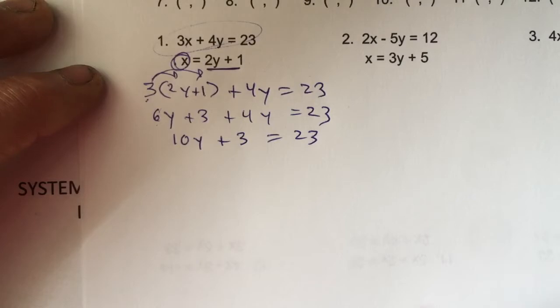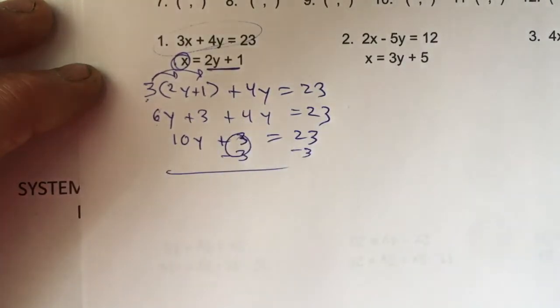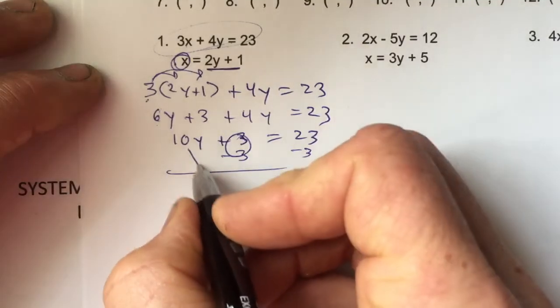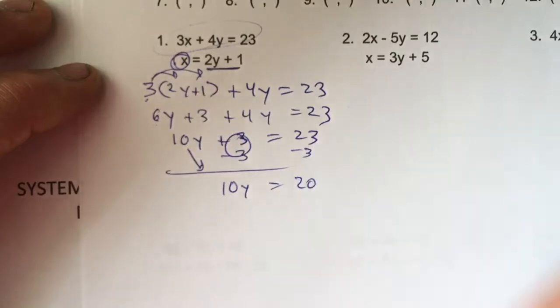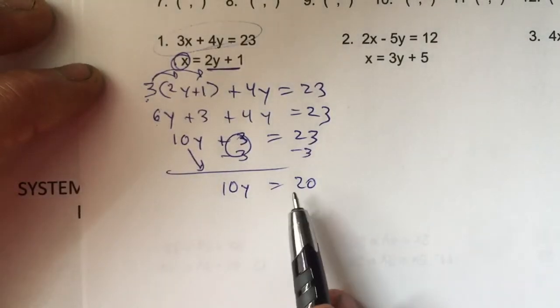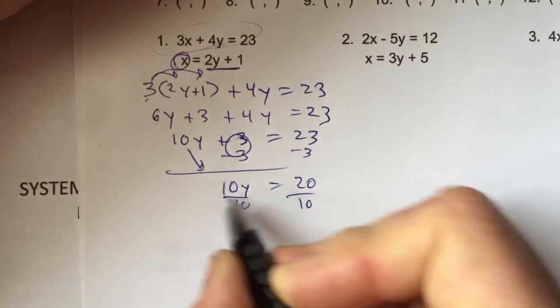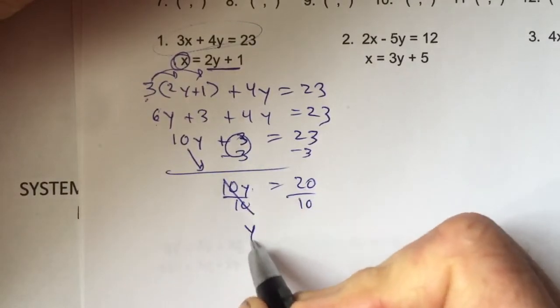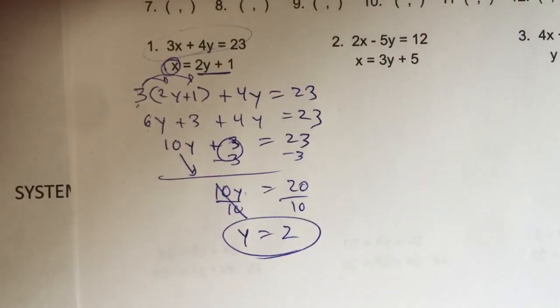Okay, now I can subtract 3 on both sides to make the 3 go away. 3 minus 3 would be 0, and I still have the 10y. Over here, 23 minus 3 is 20. So 10 times y is 20. Well, if I divide, 10 divided by 10 would cancel, and I've got y equals 2. And there you go, y is 2. That's the solution for y.